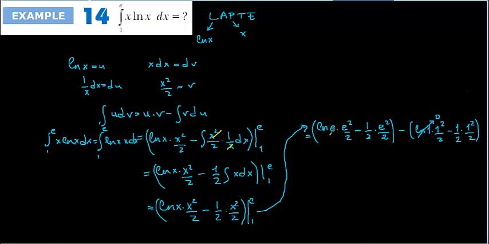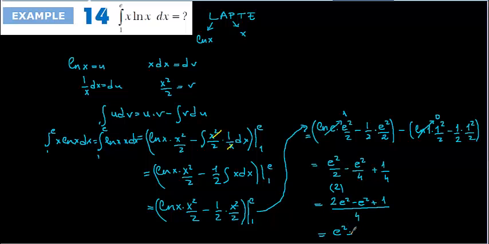And this one is going to be equal to 1. So the answer is going to be e squared over 2 minus e squared over 4, and here it's going to be plus, because we have minus and minus, so plus 1 over 4. Then if you multiply by 2, 2e squared minus e squared plus 1 over 4. The answer is e squared plus 1 over 4.